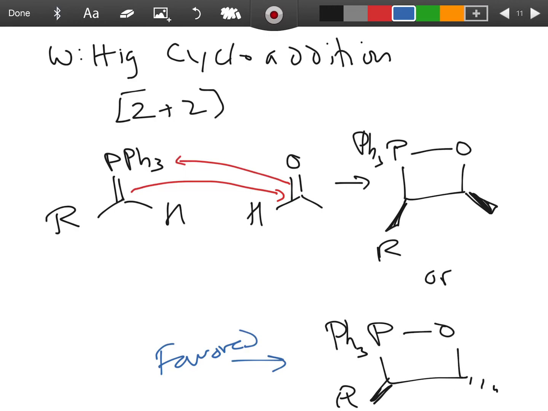So this puckered mechanism kind of explains all of the observations of the Wittig reaction. So it's a 2 + 2, but it's like turned 90 degrees.